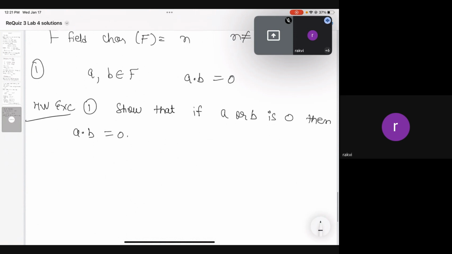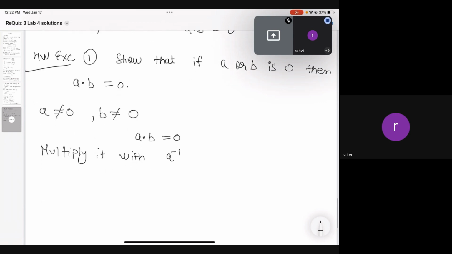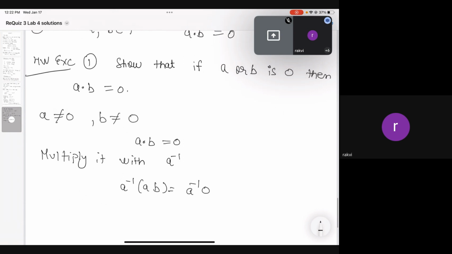Let's assume that neither A nor B is 0. But remember, we are in fields, and what we know about fields is that if you take a non-zero element, it has a multiplicative inverse. So we have this equation, A times B is 0. Let's multiply it with A inverse. So A inverse times A times B is A inverse times 0, which by our homework exercise is simply 0.